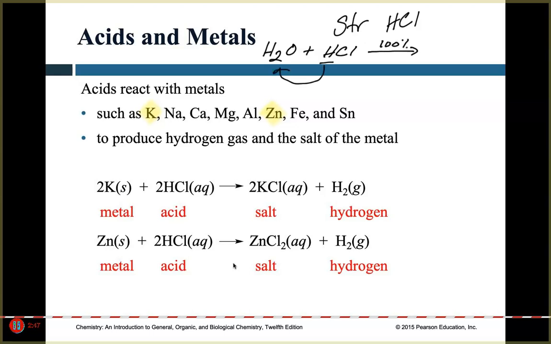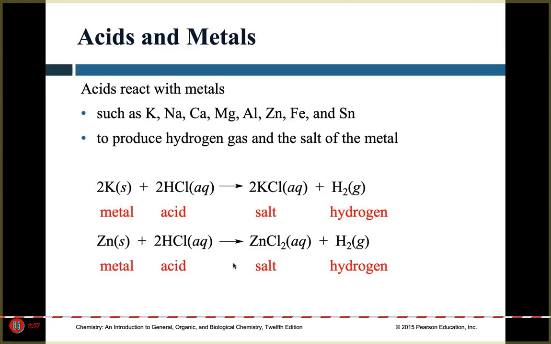One H+ gets donated to the water, which will accept it. So we have our Bronsted-Lowry acid and our Bronsted-Lowry base, and we end up with hydronium and chloride. That's more just a review of the other sections that we did. So let's get back to what we were doing. We have our strong acid, HCl, reacting with potassium, and this is just potassium metal.